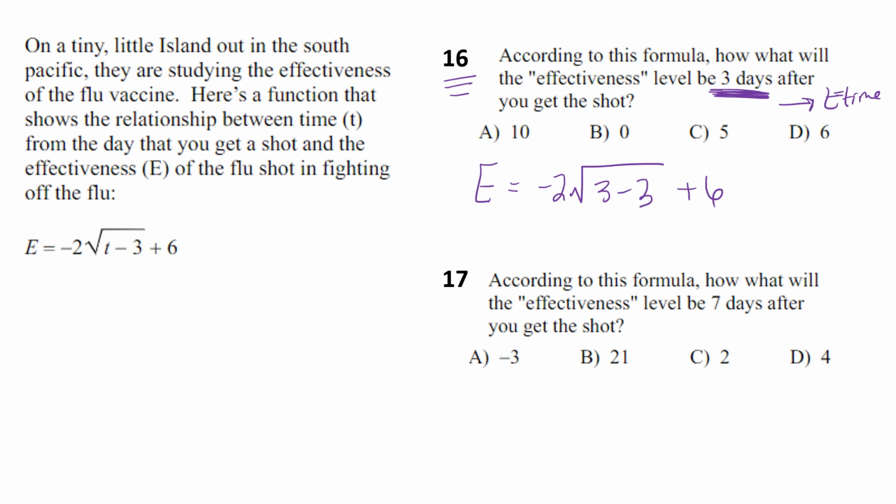Do everything in parentheses and radicals, exponents, do all that stuff first. So 3 minus 3 is 0. Okay, cool. What's the square root of 0? 0. What's negative 2 times 0? 0. What's 0 plus 6? 6. So after 3 days, the effectiveness has a level of 6. Now, I don't really know what that means, but it answers the question.